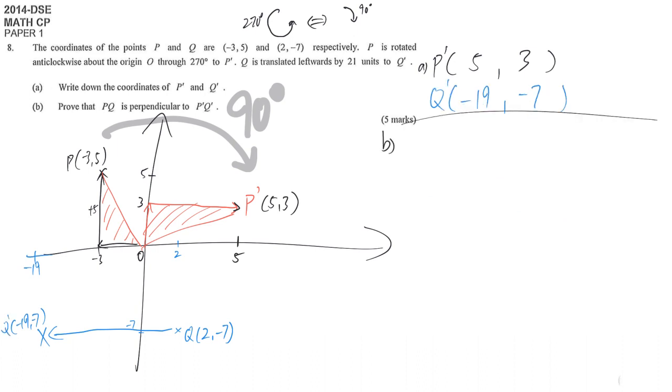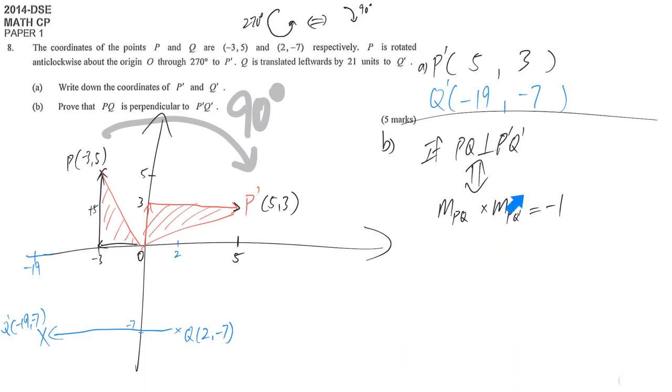Then we focus on part B. They ask, is PQ perpendicular to P prime Q prime? The key point is, if PQ is perpendicular to P prime Q prime, then this is equivalent to the slope of PQ times the slope of P prime Q prime being equal to -1. This is the property that you need to remember. If they are perpendicular, the product of their slopes will equal -1.